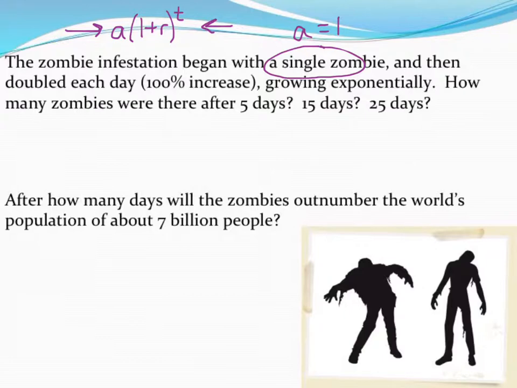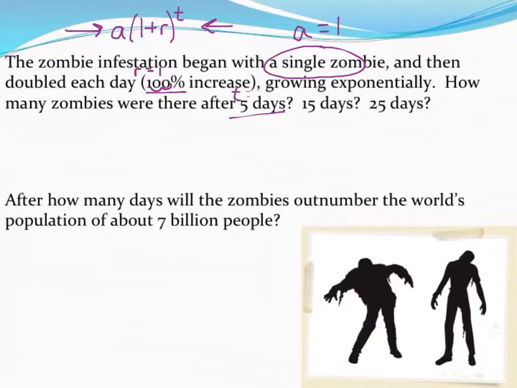Well, doubling means a 100% increase. So my r is 100%, but remember that always has to be expressed as a decimal. So divide that number by 100 to get the decimal, so that's actually going to be just 1 when I divide that by 100, or move your decimal over 2 spaces. Growing exponentially. How many zombies were there after 5 days? So there's the time that I'm dealing with first.